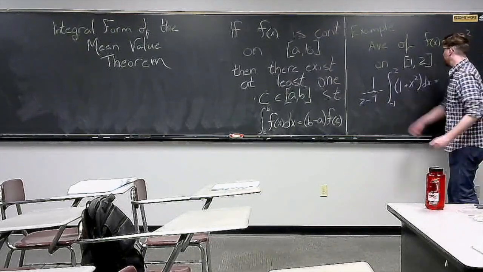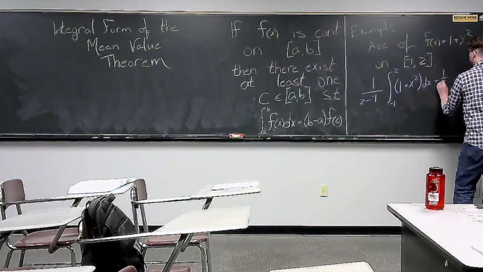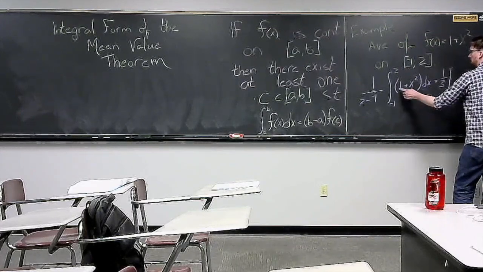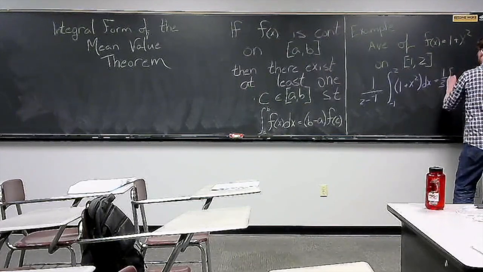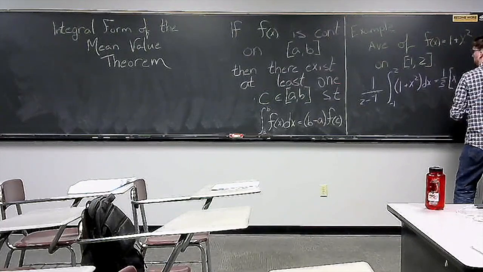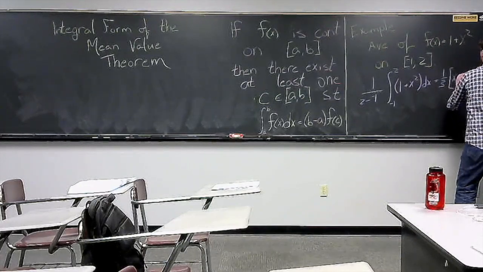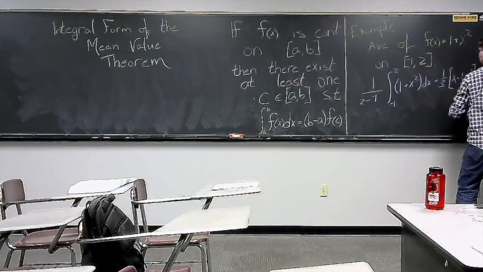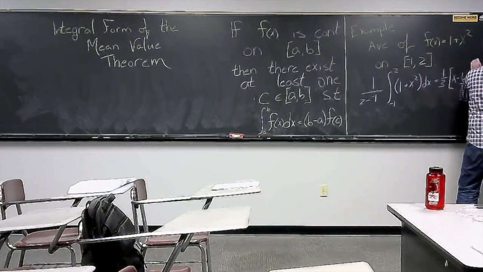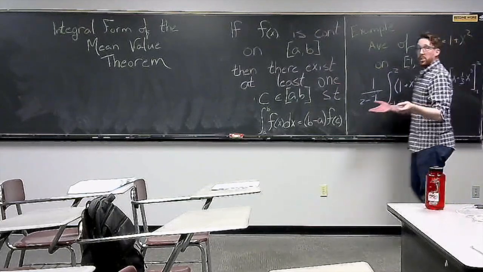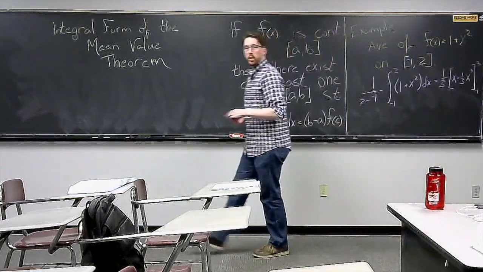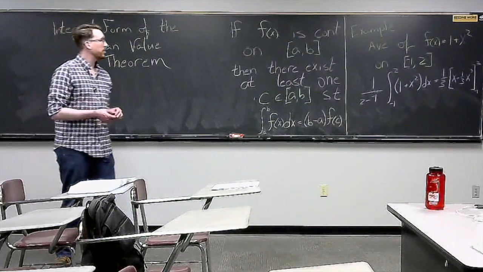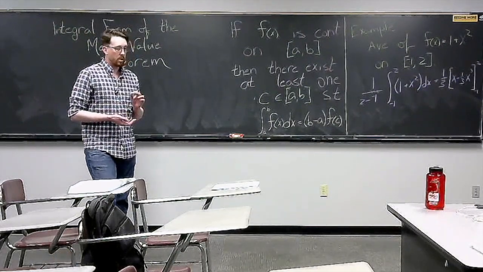Well, this is going to give us 1 over 3 times the integral of 1, which is just x, and the integral of x squared, which is 1/3 x to the third. This is all being evaluated from -1 to 2. And from here, it's just algebra, right? So I'm going to leave the algebra to y'all. That's all this is. There's not much more to this than that.